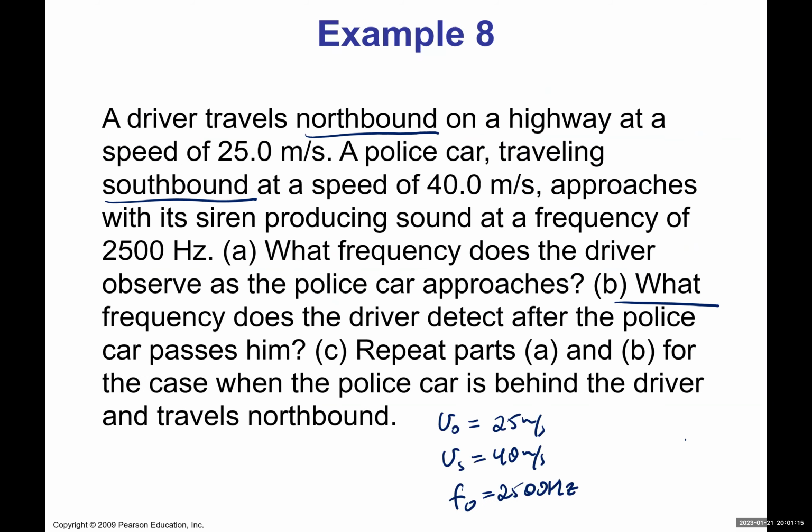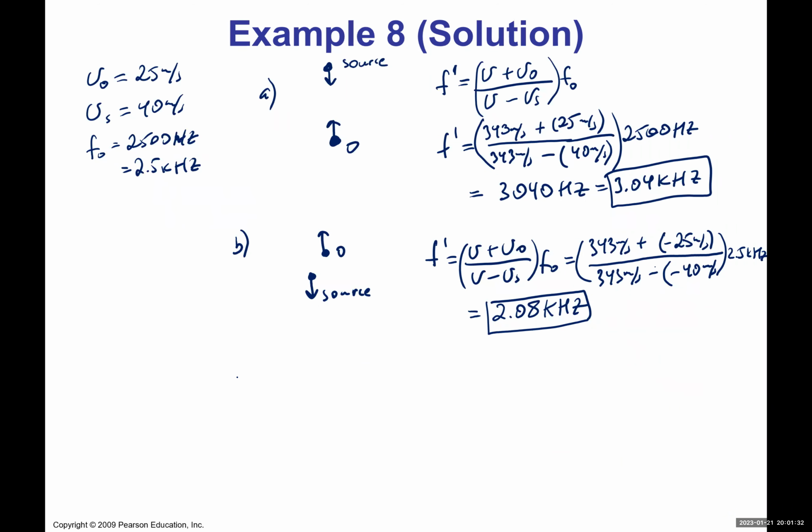All right, so let's go back and look at part C. Part C says repeat parts A and B for the case when the police car is behind the driver and travels northbound. Okay, so let's see what we have here. Coming back, and I always try to do a rough sketch like this. That means taking this to be the observer, northbound as always. But then the police car initially is also northbound. So here's then the source.